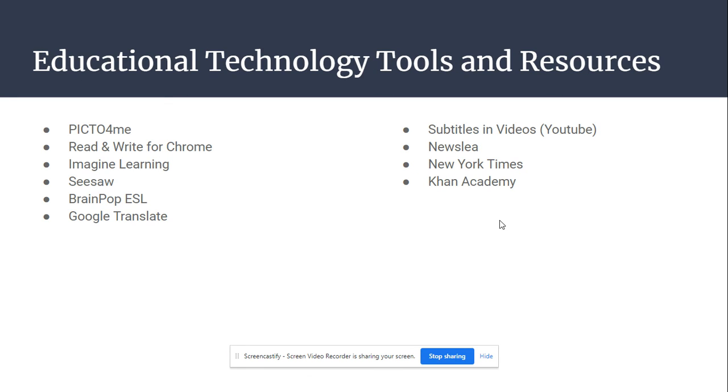And so on my last slide, I wanted to show you some educational technology tools that I have used in the past. Picto for me, Read and Write for Chrome, Imagine Learning, Seesaw, BrainPop, ESL, Google Translate. You can also always rely on subtitles in YouTube, Khan Academy. New York Times was a great example because of how the simple writing using basic English. Newsla is also another great resource that you can use for translating.